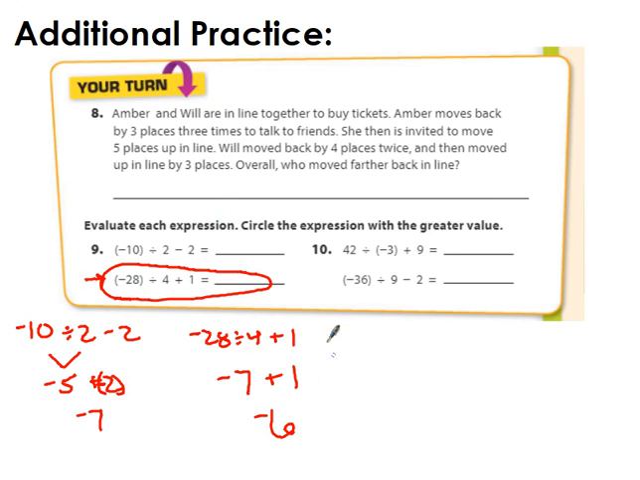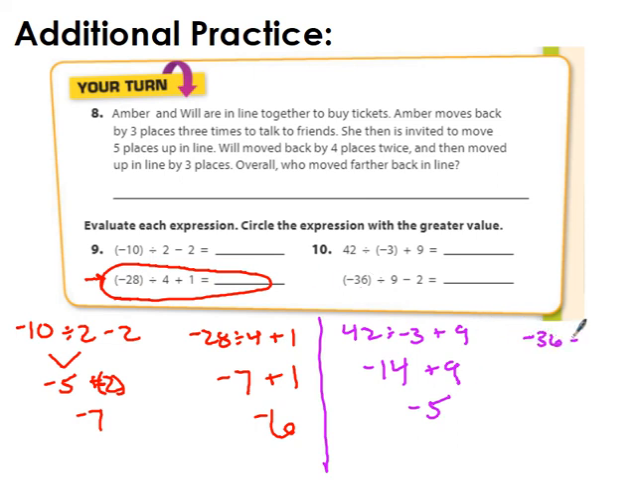All right, moving over to the right side here. 42 divided by -3 plus 9. 42 divided by -3 is -14. Positive divided by negative is negative. And then plus 9. Different sign subtract. So I'm left with -5.